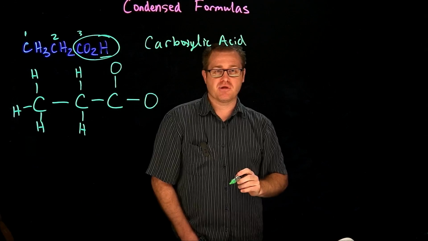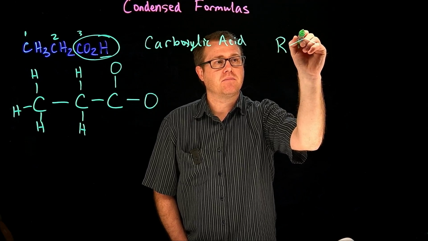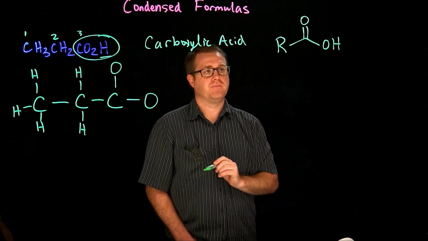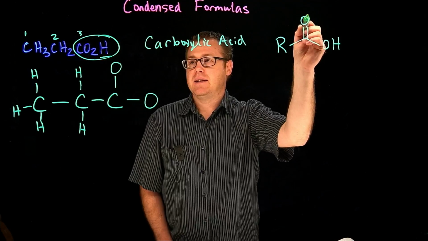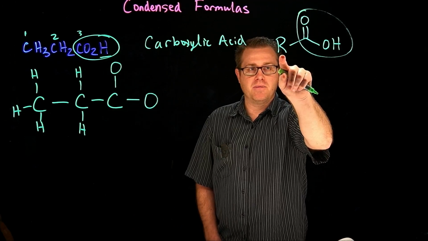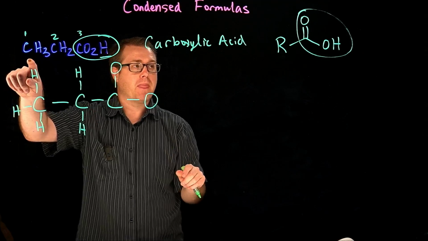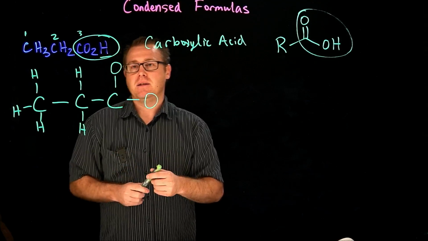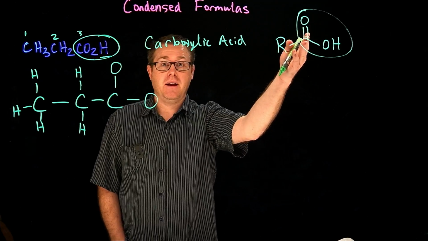And the general structure of a carboxylic acid looks like this. So this piece that I just circled is this piece right here. And the R group there represents carbons 1 and 2. So when you see it drawn like that, that means carboxylic acid. And carboxylic acids have that structure, right?